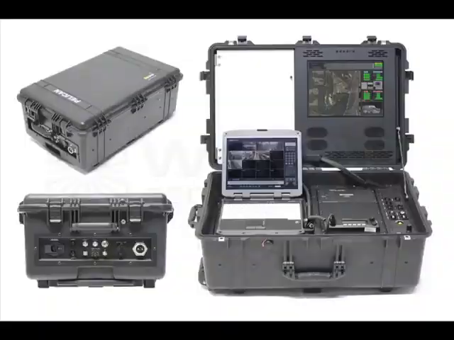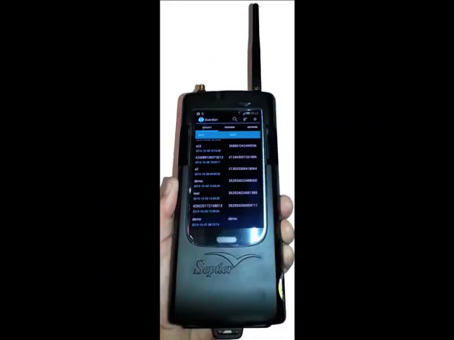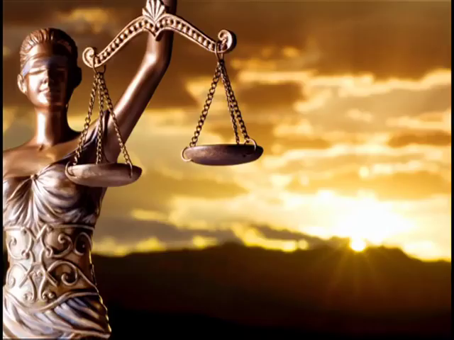I know that everyone likes to talk about the legal restrictions of the use of cell phone tower simulators.